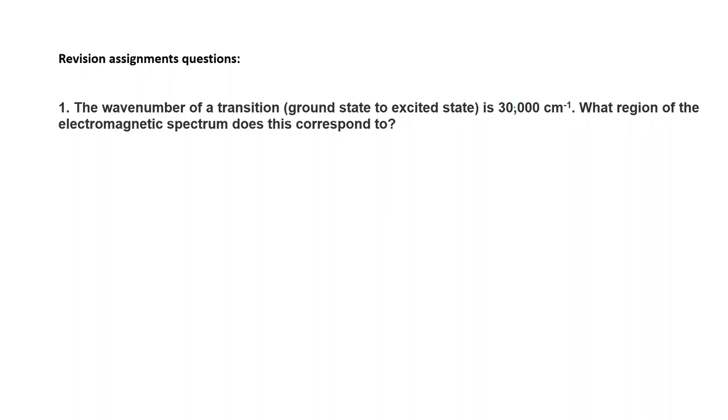These are some questions which I have kept from the previous assignments. So we'll be discussing these questions as well, since we have some time left, and we can get a quick revision of the previous parts which we have covered. So first of all, this is a question from assignment 0. The wave number for a transition of ground state to excited state is 30,000 centimeter inverse. What region of the electromagnetic spectrum does this correspond to?